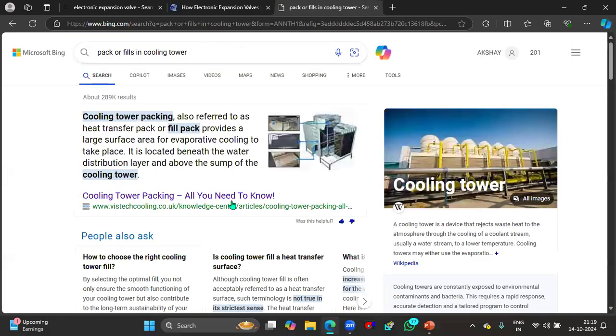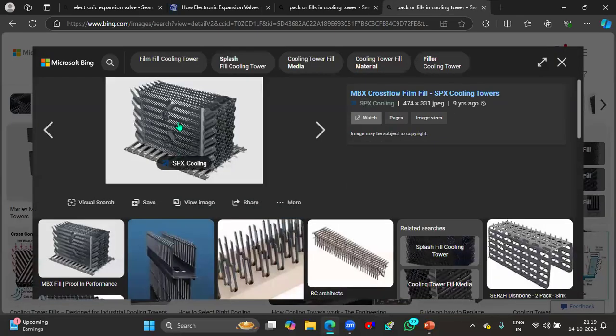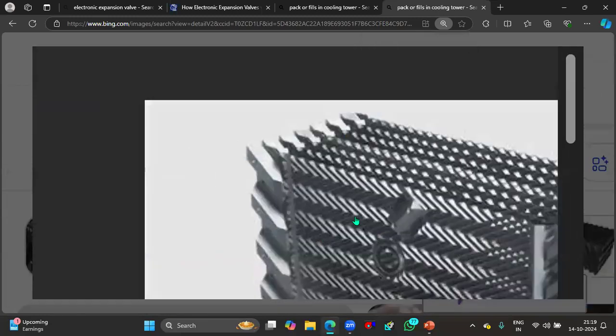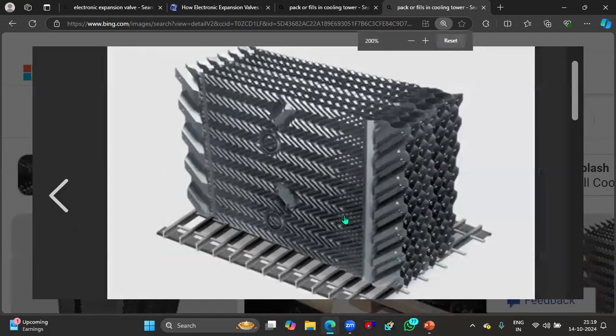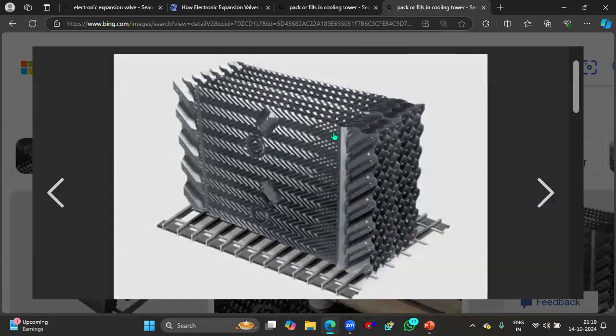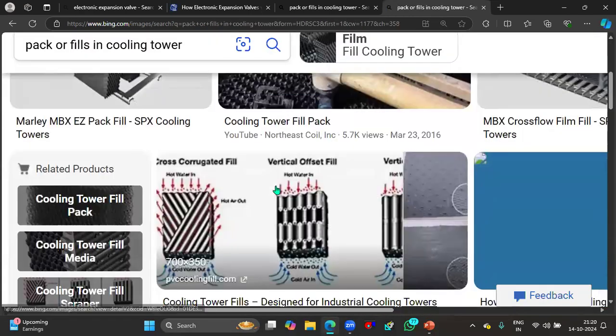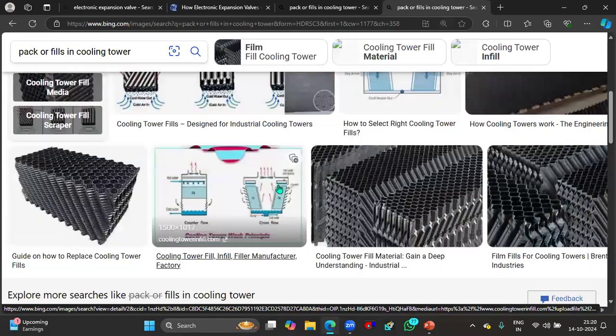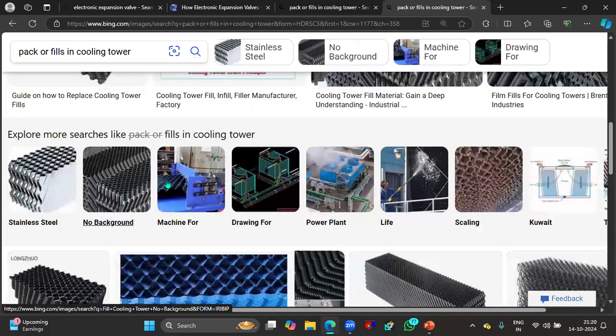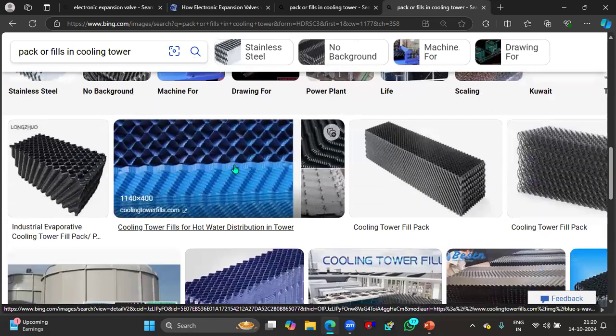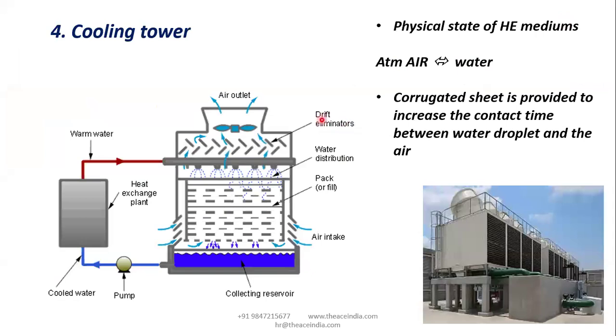So actually these packs or fills are some kind of PVC material, like a thin, coated fabric material. You can see this now. This is how these packs look. First of all, it's a porous structure. That means it has intertwined porous connections, so the water eventually flows down to the bottom side of the cooling tower itself. So this is the pack arrangement. This is one type of pack arrangement. I hope it's clear.